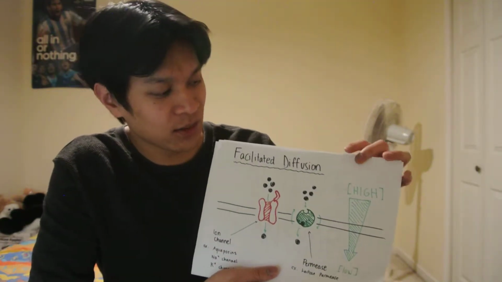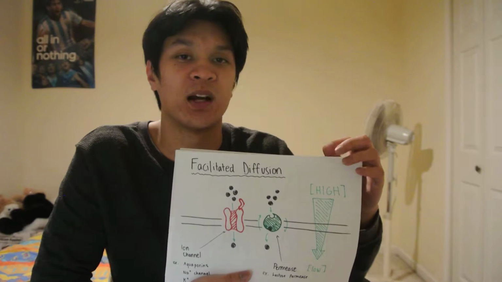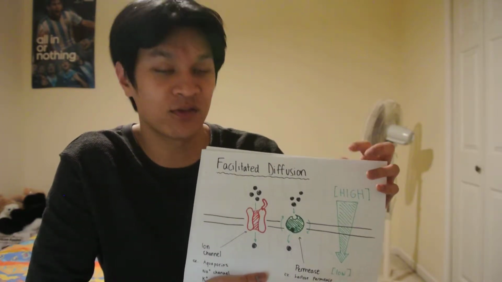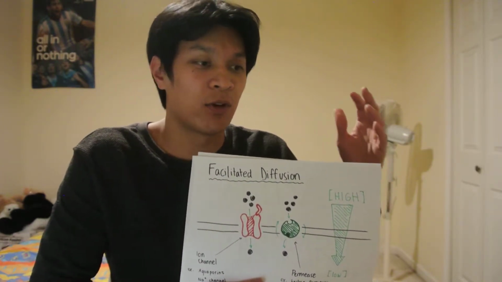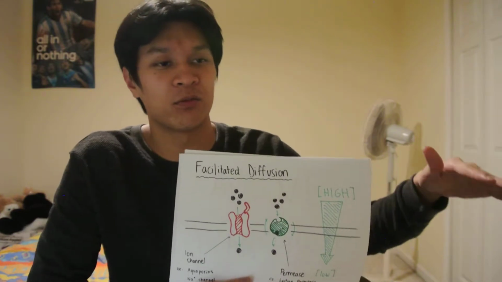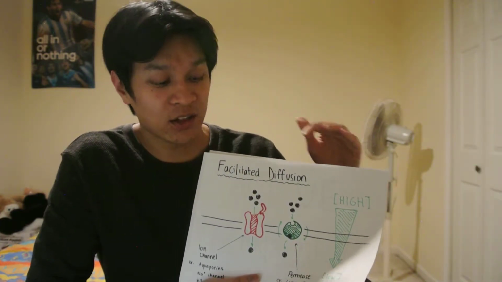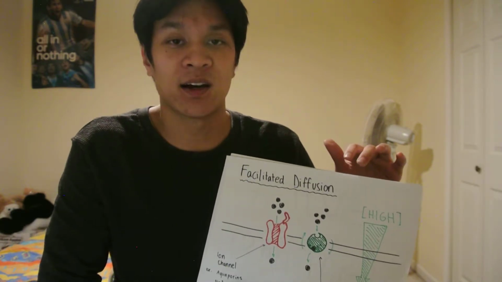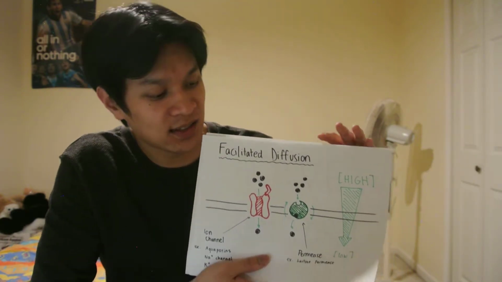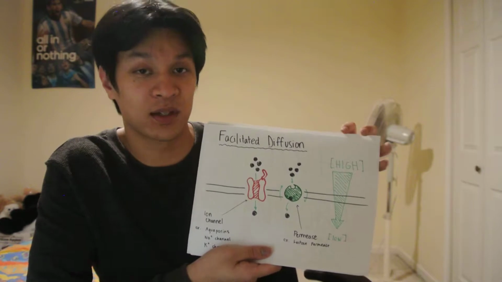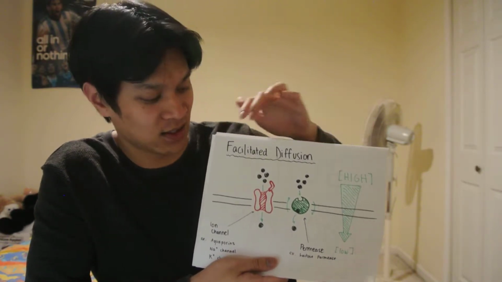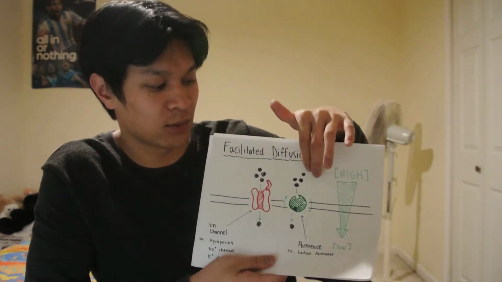The second type of passive transport we're going to be talking about is facilitated diffusion. Rather than just diffusing right across the membrane without any aid necessary, we're actually going to need the use of proteins. In this case, we're going to be talking about two specific proteins, the ion channel and the permease.